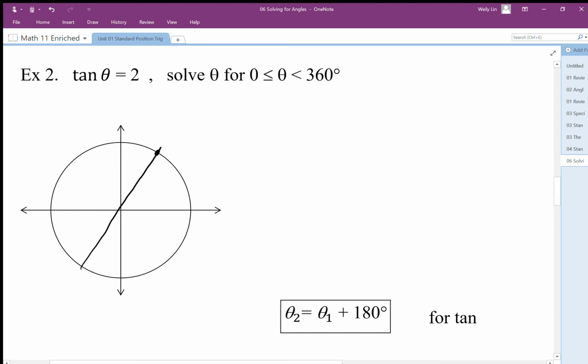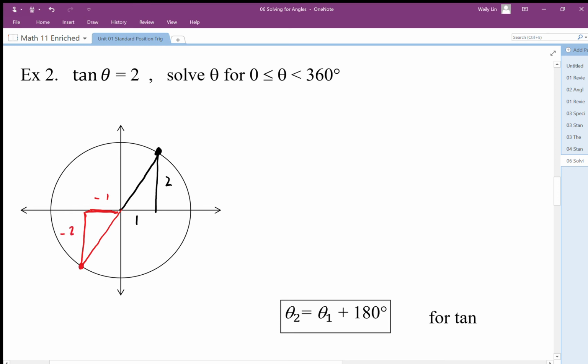So if my slope is 2, I have a rise of 2, run of 1, or I have a rise of negative 2, run of negative 1. And we can take on two different positions. My theta 2 position is going to be in quadrant 3. And those give me the same slope, but two different positions in the circle.